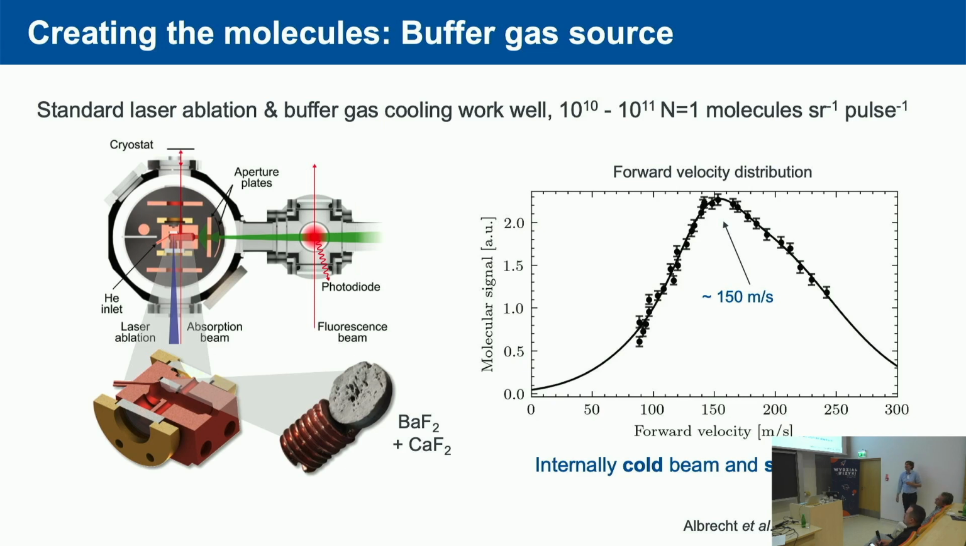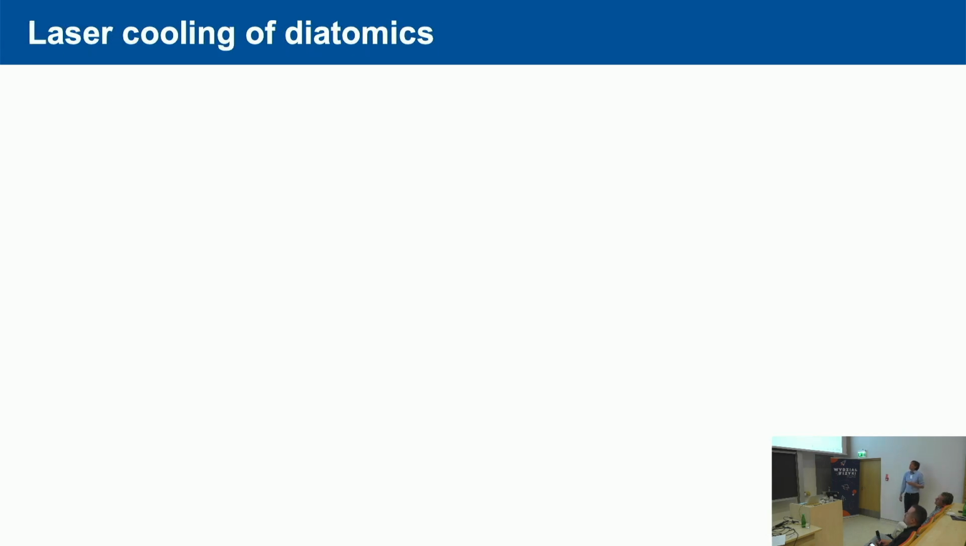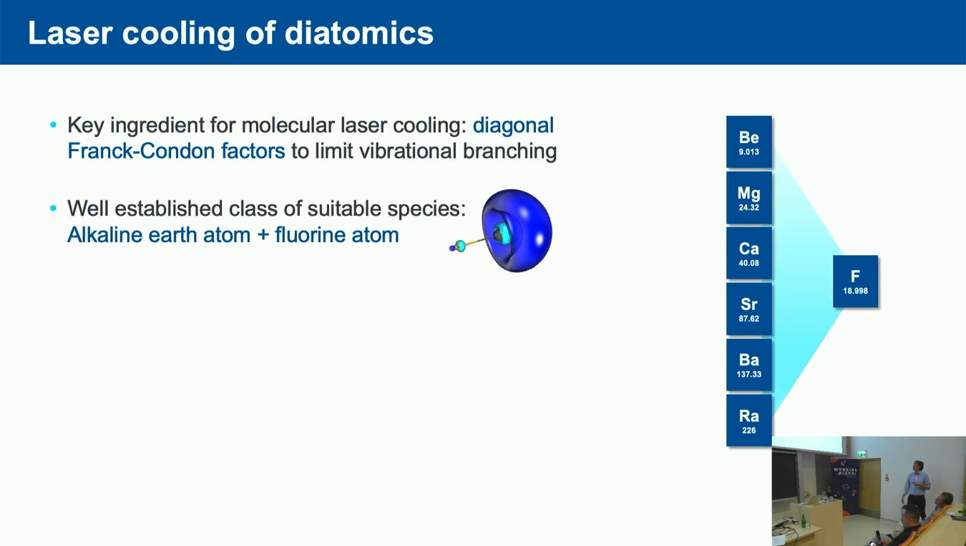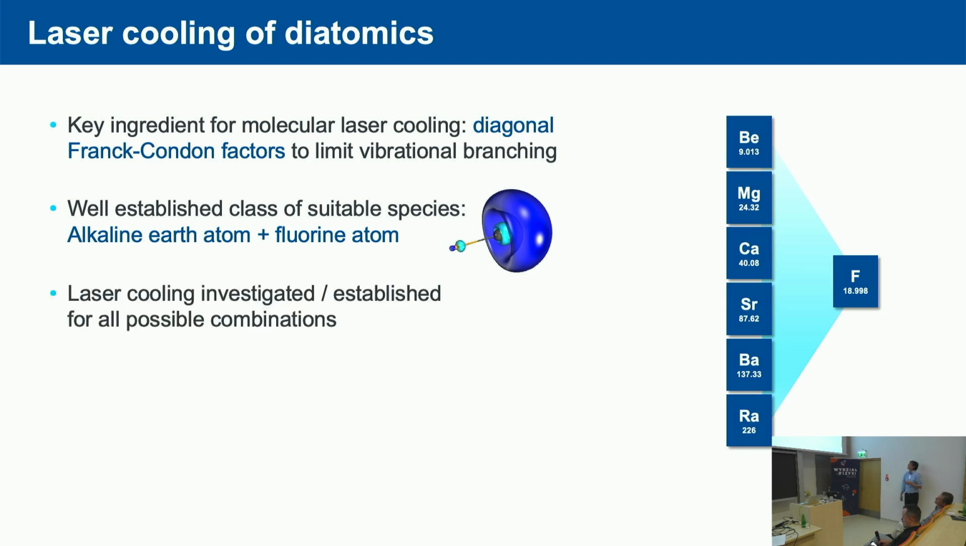So nothing too special about that yet. Now, in terms of the laser cooling, it's also, like I said, a thing that relies on diagonal Franck-Condon factors, and barium fluoride is one of these typical species which have an alkaline earth and a fluorine atom, and so they share one of the electrons of the alkaline earth atom, and the other one is sort of located away from the bond, and so it doesn't care too much about the excitations that you get, and so this whole list of possibilities has been studied for these type of molecules already.